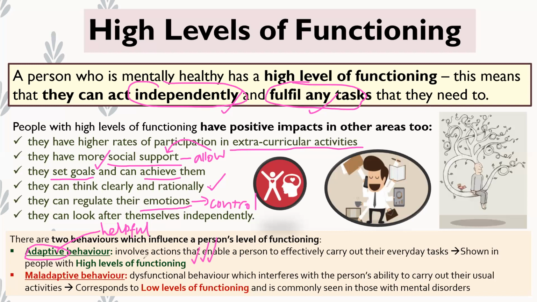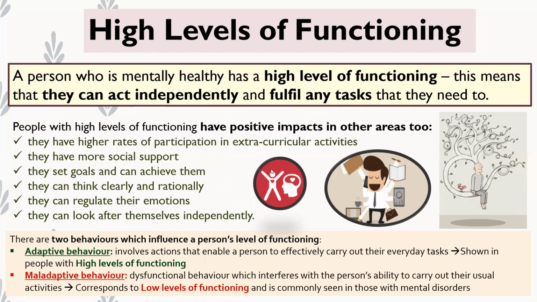The more adaptive behavior you show, the more likely you are to have high levels of functioning. Maladaptive behavior, on the other hand, is behavior that's dysfunctional in nature. It's the opposite of adaptive, and it's in red font because maladaptive behavior is not that great for us. It's actually quite bad. It stops us from achieving a high level of functioning. So people who have low levels of functioning tend to show maladaptive behavior more, but people who have high levels of functioning tend to show more adaptive behaviors. Just remember that relationship there.